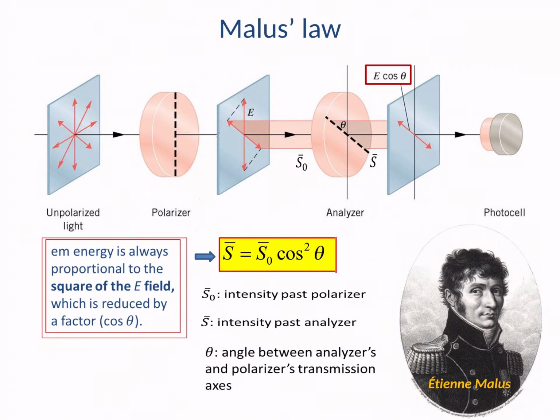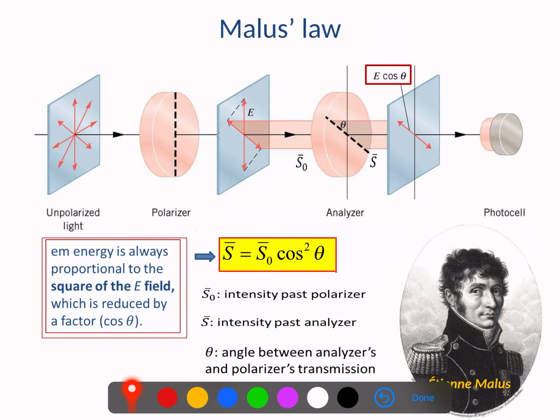And so what you end up with is a relationship given by Malus's law, whereby the intensity that emerges is proportional to the cosine squared of that angle between what the direction was of the polarized light and the direction of the transmission axis. So this is your theta right here.